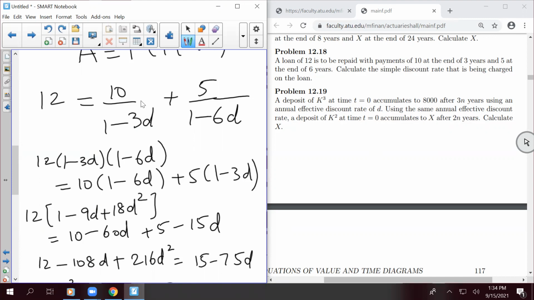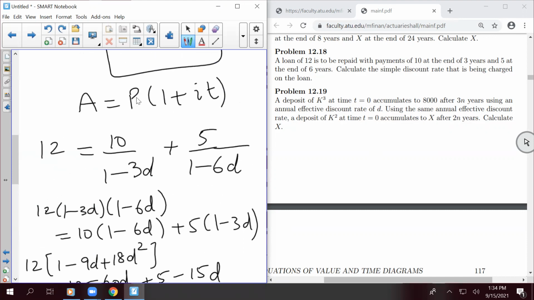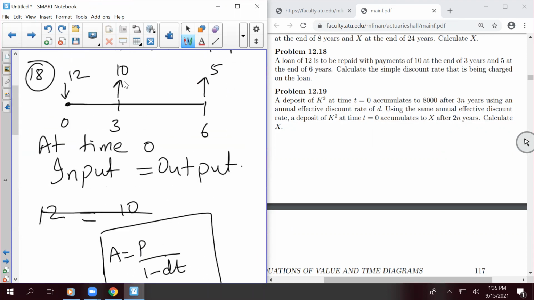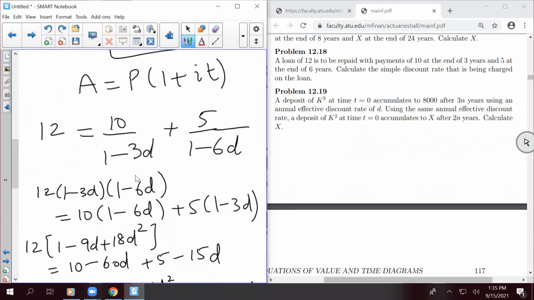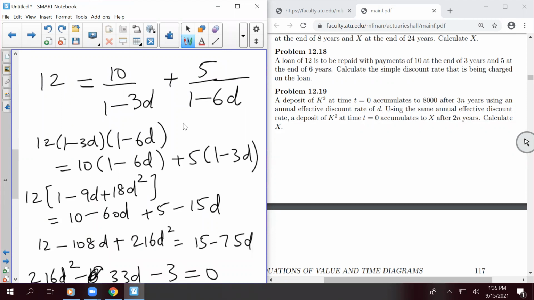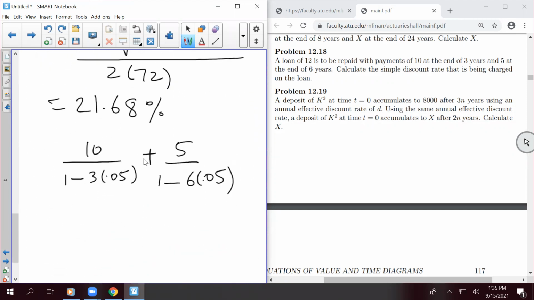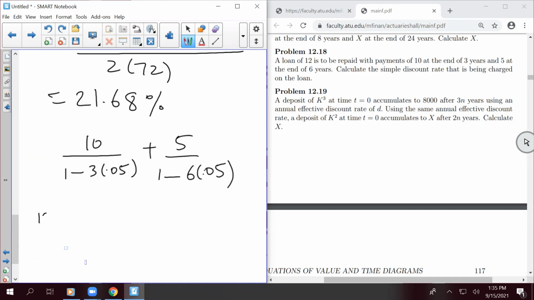But you know what? It should have been 10 times 1 minus 3D, because from this equation the present value P will be A times 1 minus DT. Those two payments were happening in the future, and we were bringing them to the present, so the present value would use 1 minus DT. The saddest thing is that it would have been much easier and not this complicated an equation. So 12 is equal to 10 times 1 minus 3D plus 5 times 1 minus 6D. And look at this equation now compared to what we did.